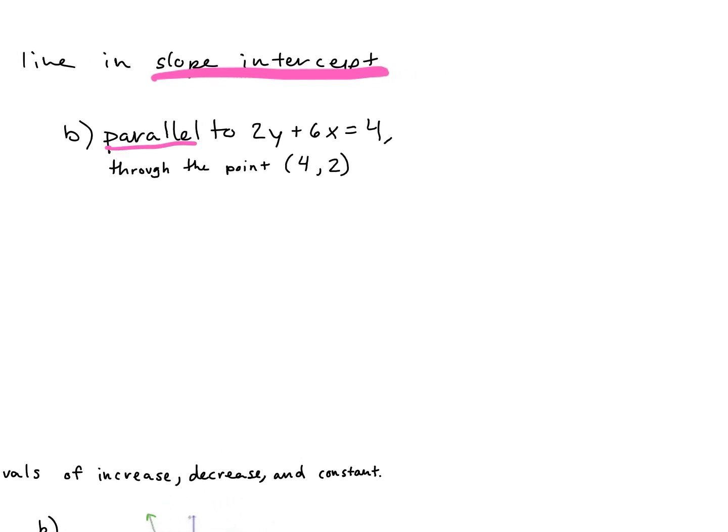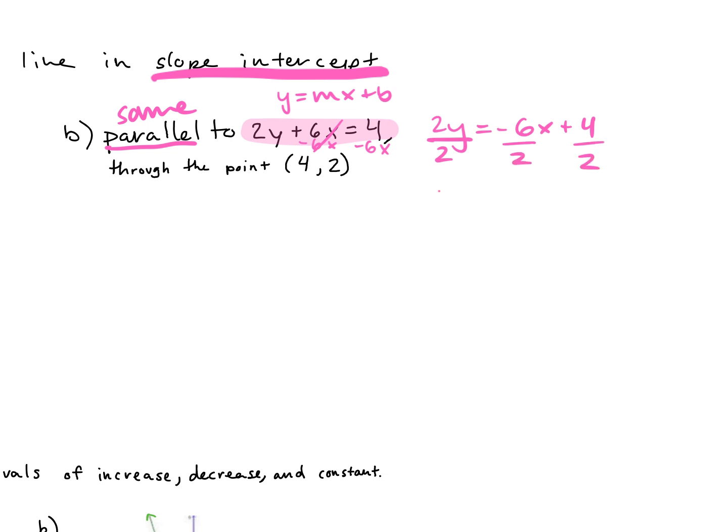So if it's parallel, what do we know about the slopes? They're the same slope. How do we find the slope of this line? What would we need to do? We want to isolate the y. We want to get it to be y equals mx plus b form, slope-intercept form, so we can clearly identify what our slope is. So I'm going to subtract the 6x, move it to the other side. So 2y is equal to negative 6x plus 4. Divide everything by 2. So y is equal to negative 3x plus 2.